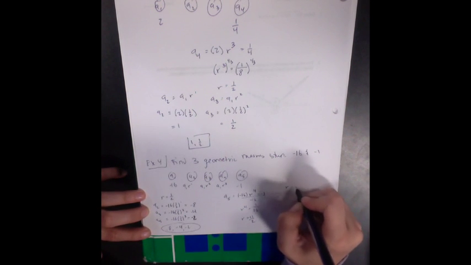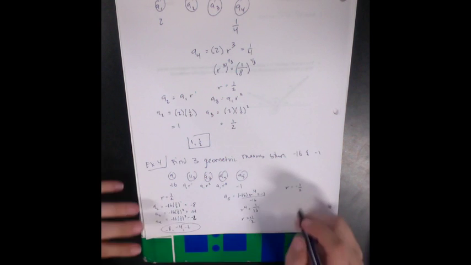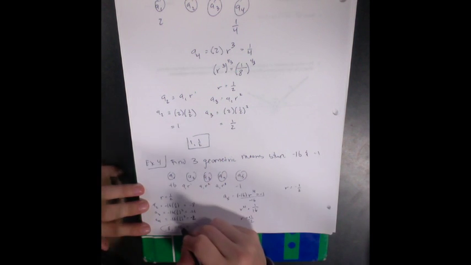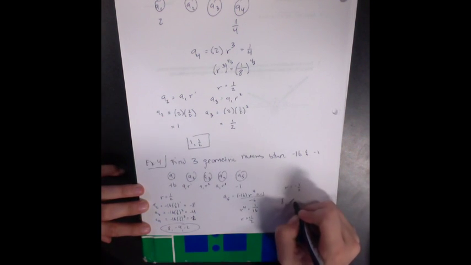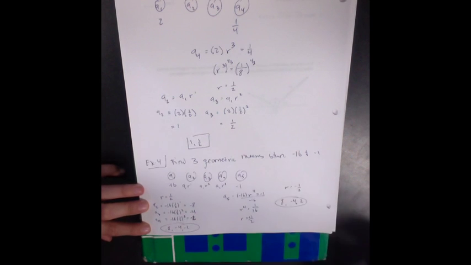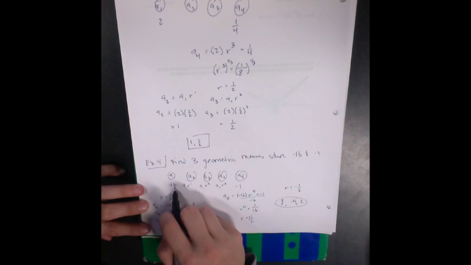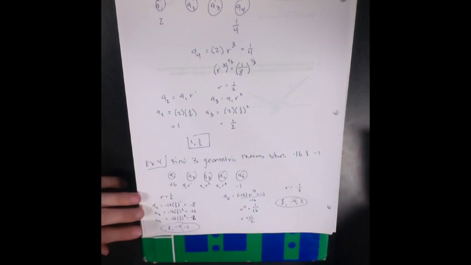Now I have to look at the other case, when r is negative 1/2. My signs will change. Instead of being negative 8, I will have positive 8, negative 4, positive 2. I know that this is true because my first term is negative and my signs alternate.